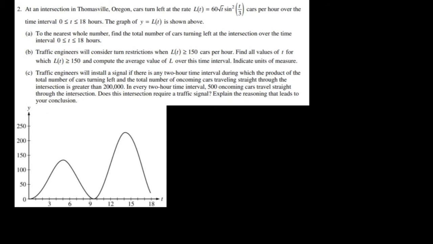Traffic engineers will consider turn restrictions when L of t is greater than or equal to 150 cars per hour. Find all values of t for which this occurs, and compute the average value of L over this time interval. Indicate units of measure. Okay, so looking at the graph of L of t that we have here, we want to find when it's greater than 150, right? So 150, if I draw a line there, I'll do it in black. That's this right here. We see that it's starting here. It goes above 150 for the entire time interval, and then it ends here, right? So we need to find these 2 points.